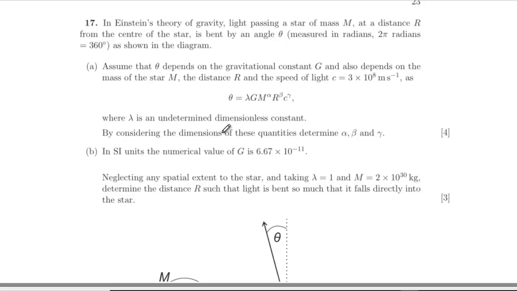Hello, yeah, pushing on with the 2021 PAT, we're up to question 17. In Einstein's theory of gravity, light passing a star of mass m at distance r from the centre of the star is bent by angle theta, measured in radians as shown in the diagram. Assume that theta depends on all of, well, we got this relationship here. Lambda is an undetermined dimensionless constant.